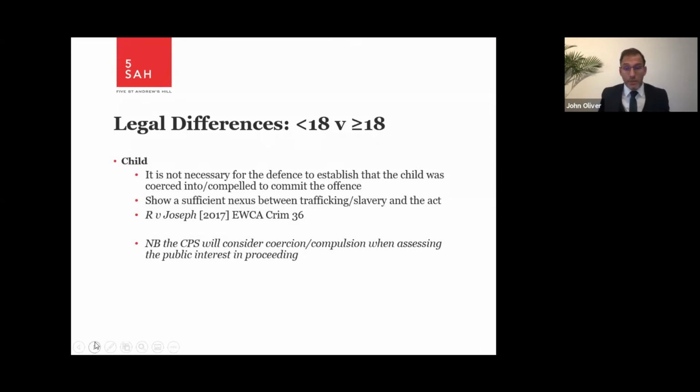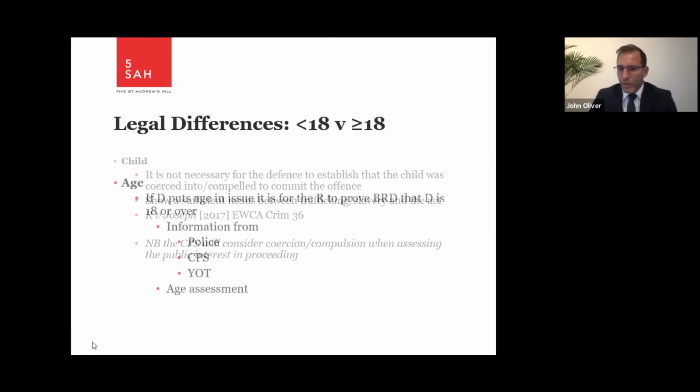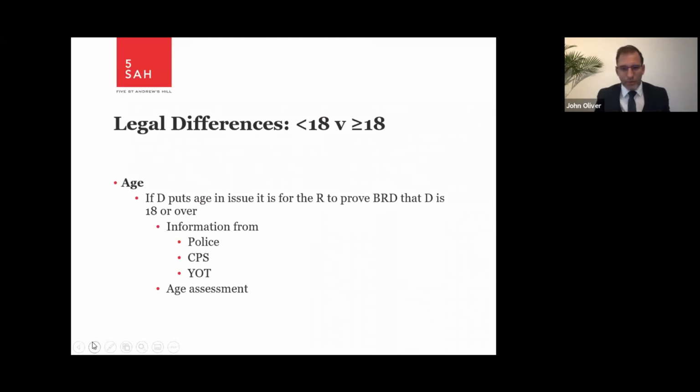That essentially says what I've already said, showing the connection between the trafficking or slavery and the act. The case of Joseph touches on that. It's also worth noting, I realise it's jumping around a little bit, that the Crown Prosecution Service, when deciding whether to charge in the case of a child, despite it not being a requirement for the defence to establish it, might still take into account whether or not there is evidence of compulsion. If there is, in some cases it's likely to make it more likely that they won't prosecute.